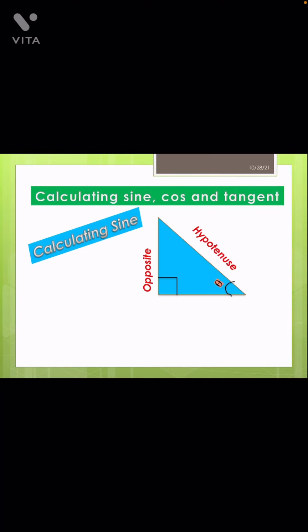You can find sine by dividing opposite by hypotenuse. Easily we can remember it using the short form S O H. Sine is equal to opposite by hypotenuse. Let's see how to calculate cos.